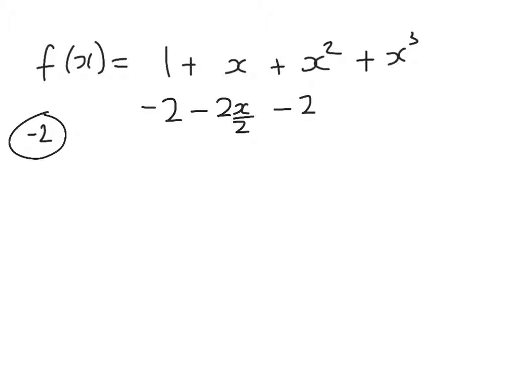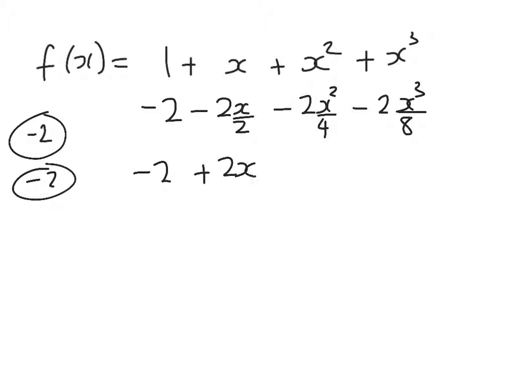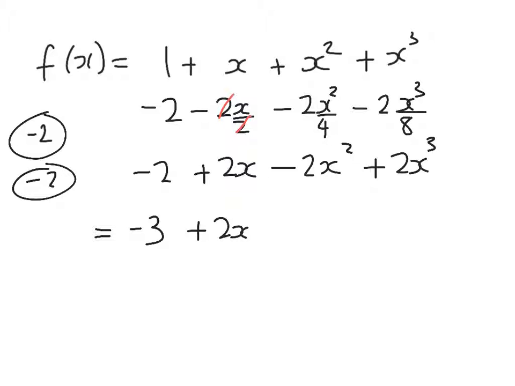minus 2 times x squared on 4 minus 2 times x cubed on 8. And then the last line is also a minus 2, so it's minus 2 plus 2x minus 2x squared plus 2x cubed. So now, cleaning all of that up, what do we get? Well, we get 1 minus 2 minus 2, negative 3. Here, that simplifies, so I've got x, take away x, plus 2x, so that's good. And here, that simplifies to give me minus a half x squared.